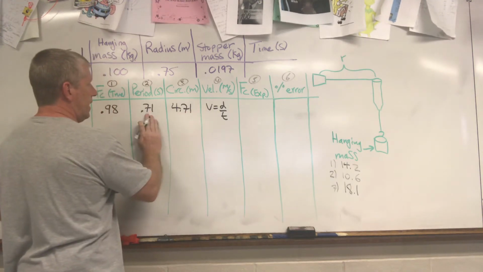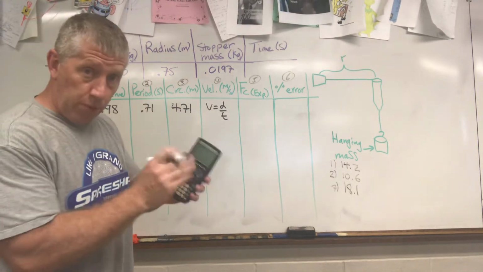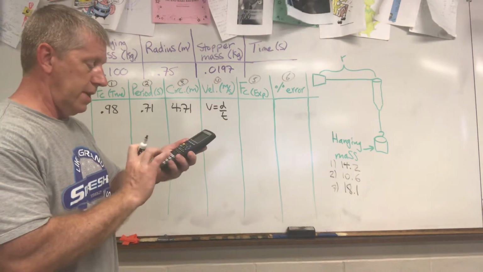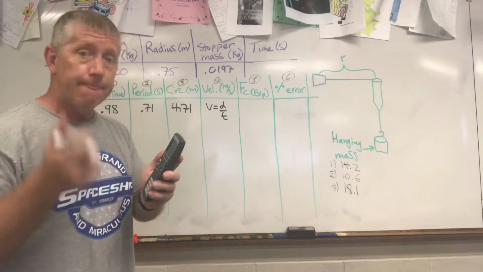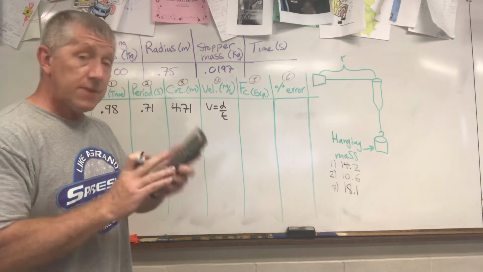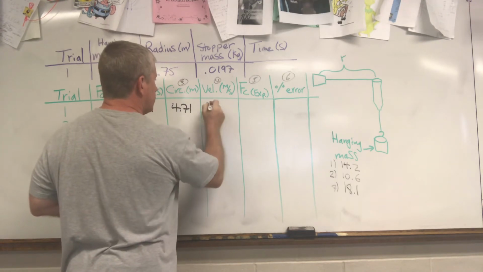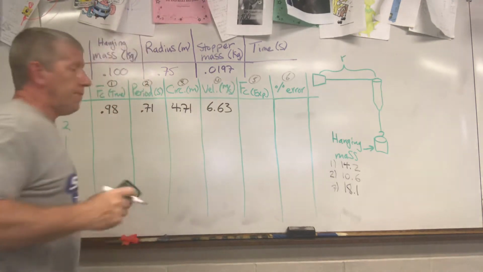circumference and divide it by the time period. Okay, so let's do that. Circumference, 4.71, divided by the time period, 0.71, enter. And I get my velocity going around that circle, 6.63. So we'll take that 6.63, put it here. All right, now we're ready for the next step. And it does say step 3, calculate circumference by 2 pi r. Okay, step 4.